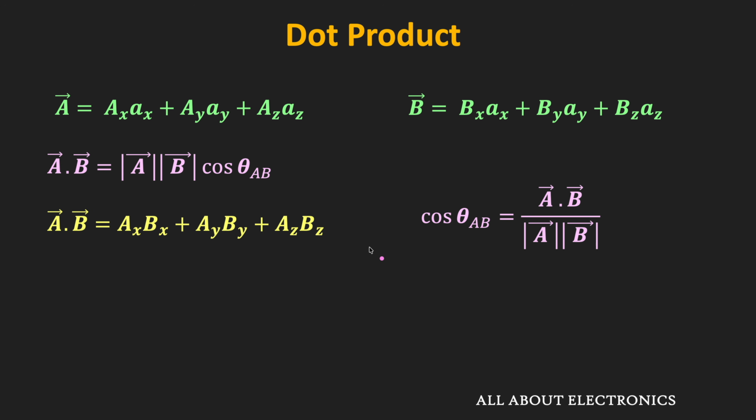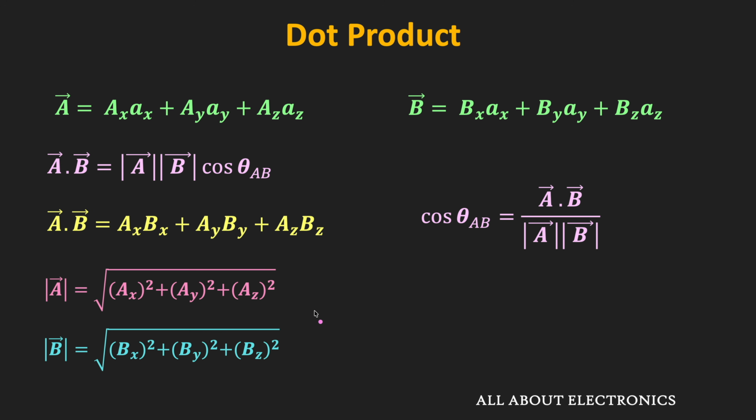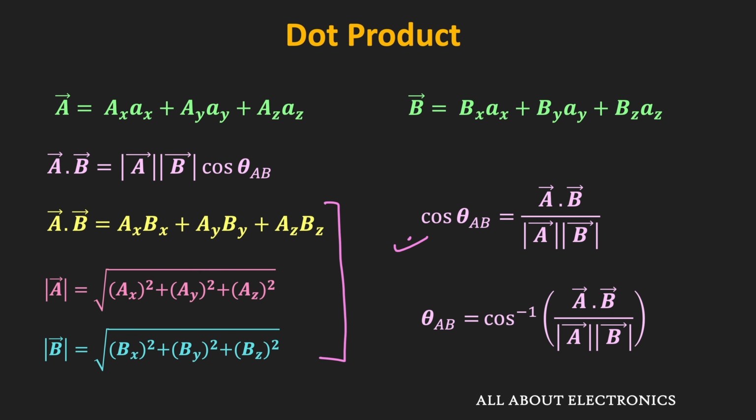We know how to find the magnitude of A and B. Here the magnitude of vector A can be given as the square root of ax square plus ay square plus az square. Similarly, the magnitude of the vector B can be given as the square root of bx square plus by square plus bz square. So if we put the values of all these three equations in this expression, then we can find the value of cos of theta AB. And from that, by taking the cos inverse, we can find the angle theta AB.